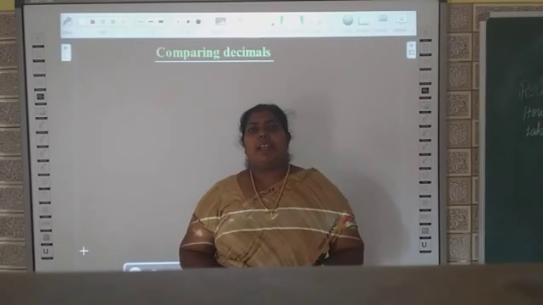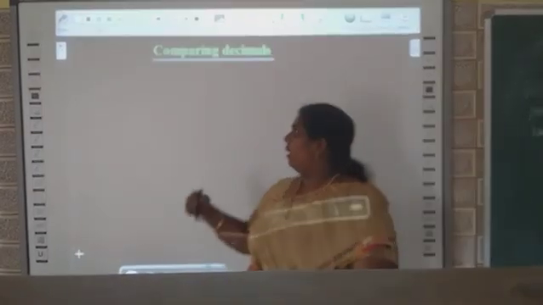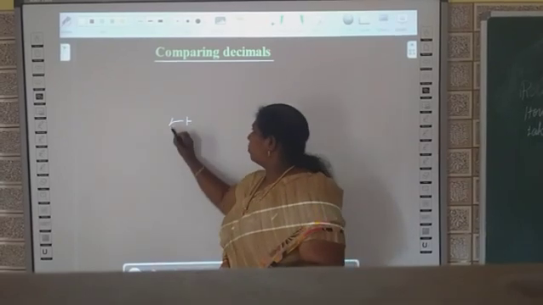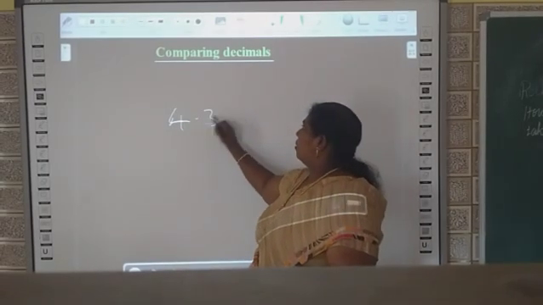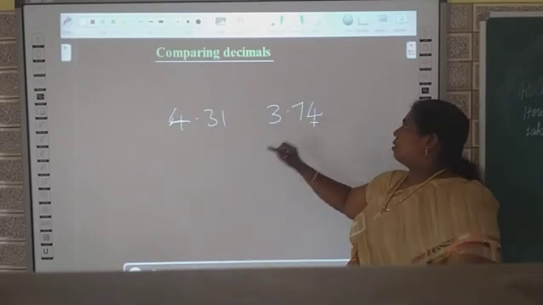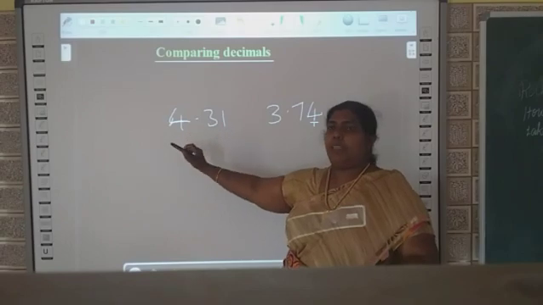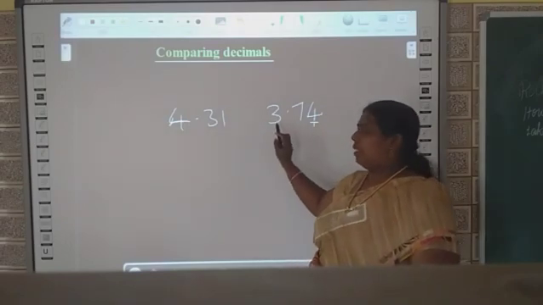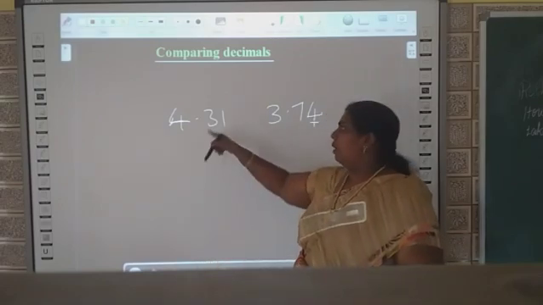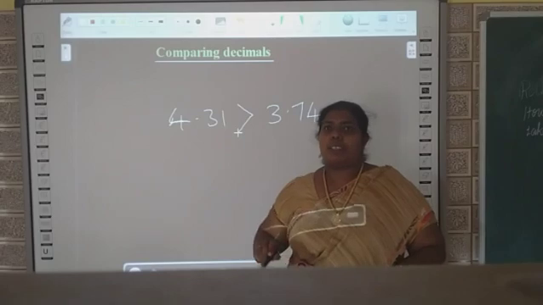I think you got some idea about comparing decimals and ordering decimals, isn't it? Comparing decimals means, for example, 4.31 and 3.74. So we have to compare these two decimals. We have to check their whole numbers. Here 4, here 3. So you can find which is the greatest number. Here, which is the greatest number? 4.31 is the greatest number.